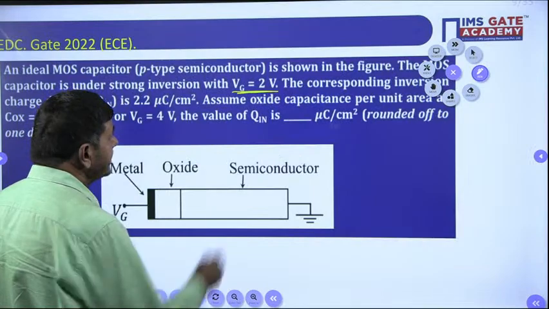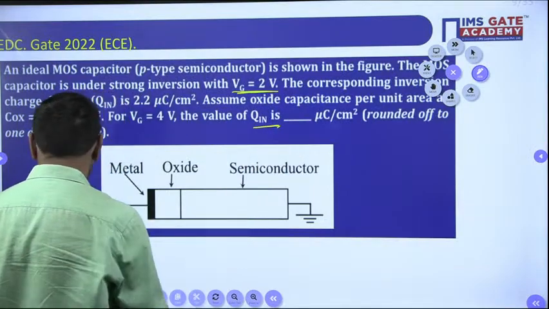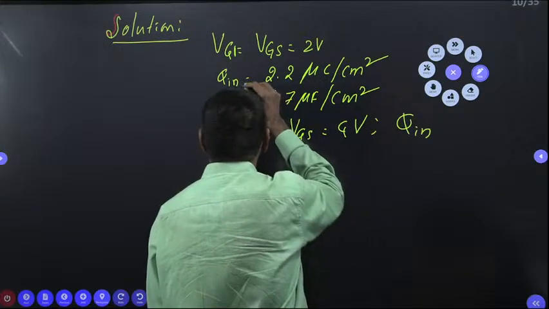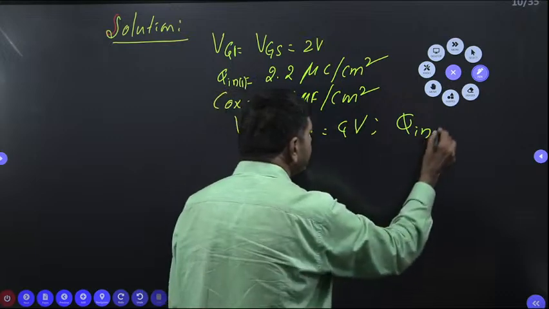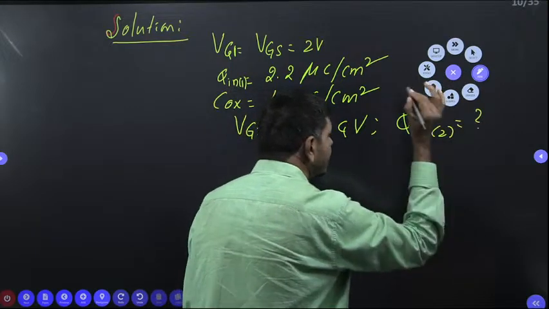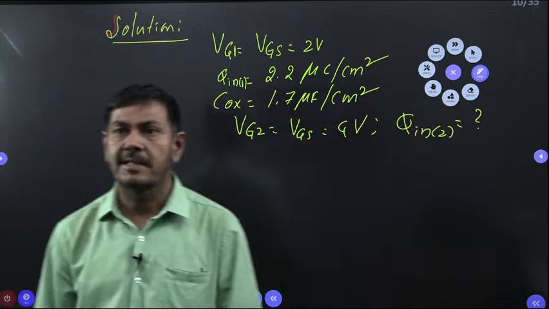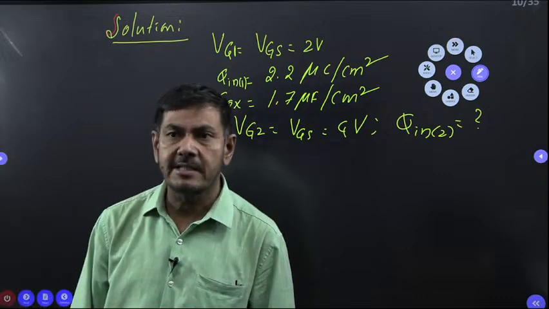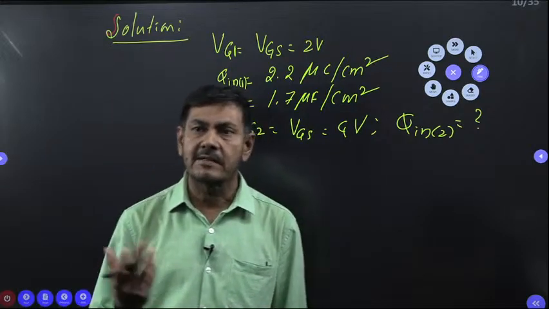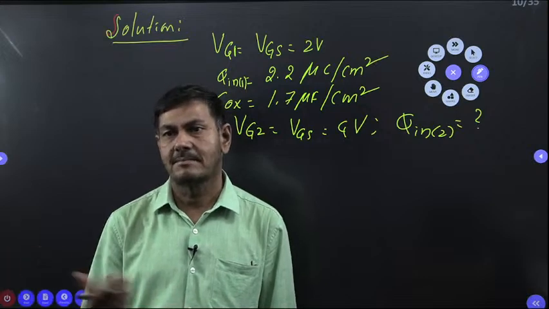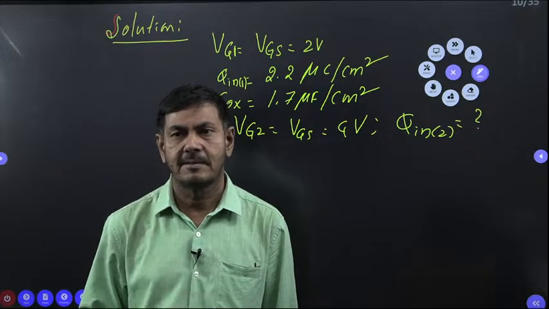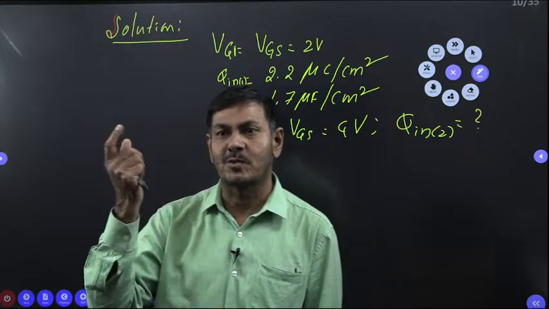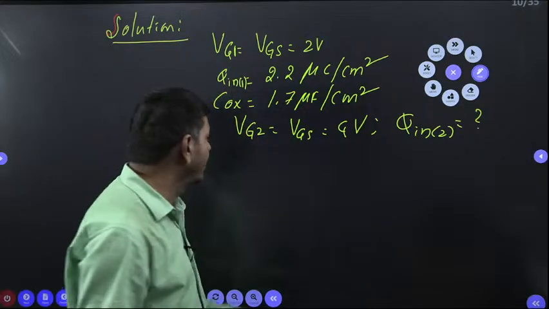In that case, I want the Qin value, how much? Qin for the first case, and Qin for the second case, equal to how much? That value is very important now. How can we measure it? We know very well the charge equals capacitance of the capacitor into the voltage. From electrical networks you say Q equal to CV, capacitor into voltage. Based upon the same concept we are going to do this question now.